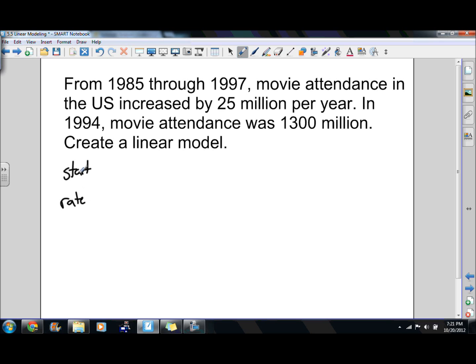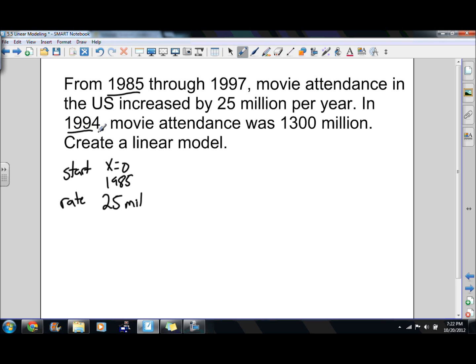So let's look through our problem. From 1985 through 1997. Oh, there's our starting point again. So x equals 0 is 1985. And our rate in movie attendance in the U.S. increased by 25 million per year. Okay, so that means it's 25 million. I'm going to put million as the label per year.